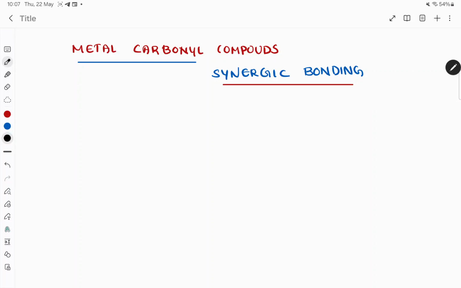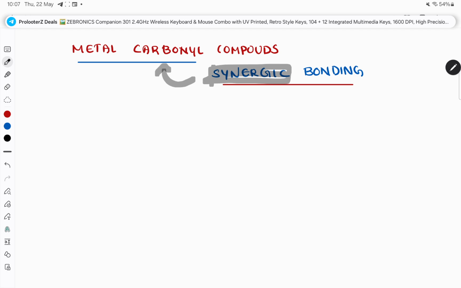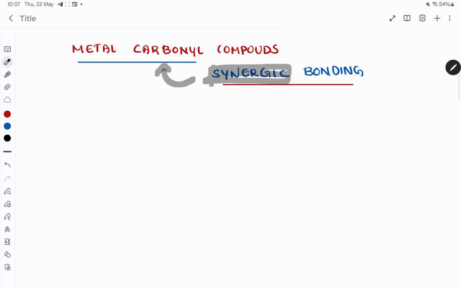So what are metal carbonyl compounds or synergic bondings? Synergic bonding is generally observed in metal carbonyl compounds. So what are synergic bonds? Before going into that, first we have to understand what classical ligands and non-classical ligands are.